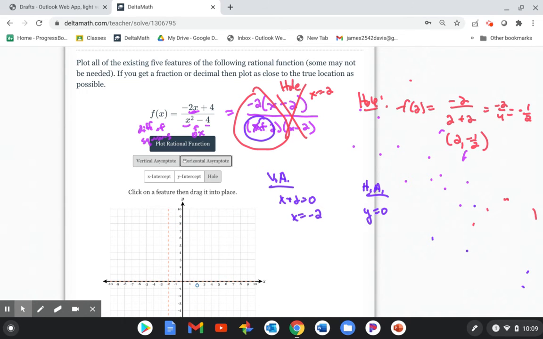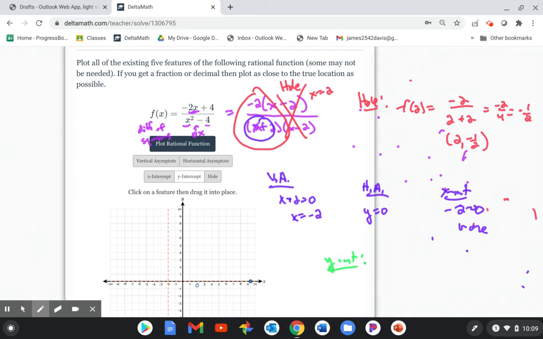Boom. All right, next up is x-intercept. X-intercept is zeros of the numerator that are not also zeros of the denominator. After we canceled, all we're left with was negative 2. So negative 2 equals 0. Well, there's no x term there, so that's just none. No x-intercepts.